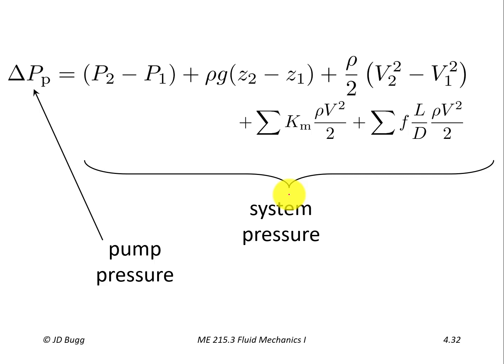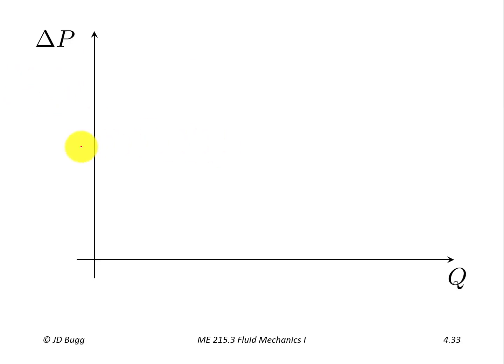The pump pressure is the input of energy, and the system pressure is the places that all that energy is going. So what we want to do is introduce, what does a pump curve look like? In other words, if we go to these same axes, horizontal axis here is volume flow rate, and the vertical axis is delta P, what does a so-called pump curve look like? Well, for a centrifugal pump, a typical pump curve looks like this.